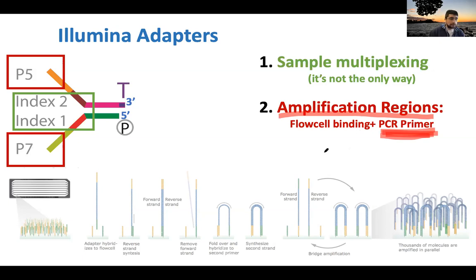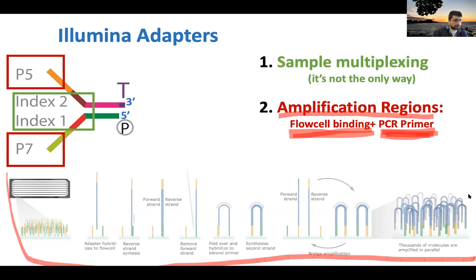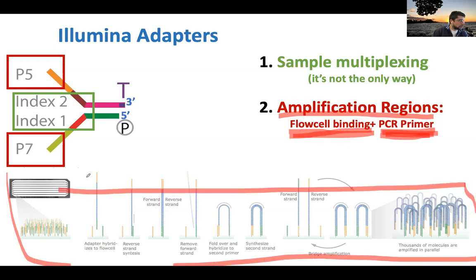The other important, and I would say the most important, thing about these P5 and P7 regions is that they are necessary for flow cell binding. If you remember, at the very beginning we had the purple and pink DNA molecule at the very ends that were complementary to the primers of the flow cell, and you can see it at the bottom of the slide right here. In this case, they are colored orange and green. These are exactly the regions that the flow cell has complementary oligos designed for.